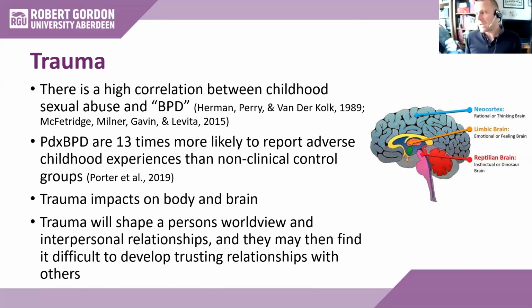But when it doesn't necessarily make sense to us, why is this person reacting in this way? We might need to try and think, right, I wonder what's been their previous experiences that have led to kind of interpreting the world in this way. I wonder what's going on for them. So you've got that kind of hard wiring to the body and brain, but then in the same way as attachment, trauma will shape a person's worldview in interpersonal relationships, and then it makes perfect sense that they would find it difficult to develop trusting relationships with others.